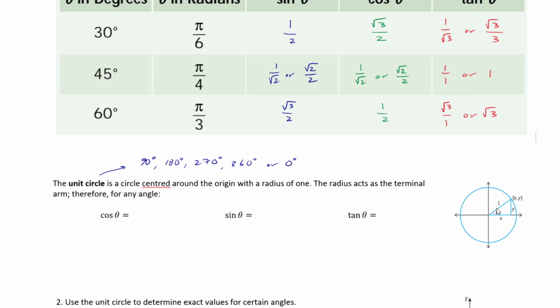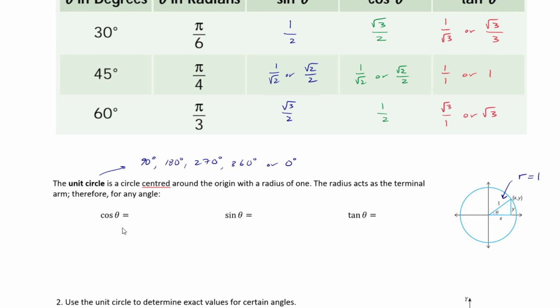So the unit circle is basically a circle on the Cartesian plane with the center at the origin. The terminal arm has a value of 1. So r is always equal to 1. That's the length of the terminal arm. And it's called the unit circle because it has a radius of 1. And so therefore, with a radius of 1, r is always equal to 1.